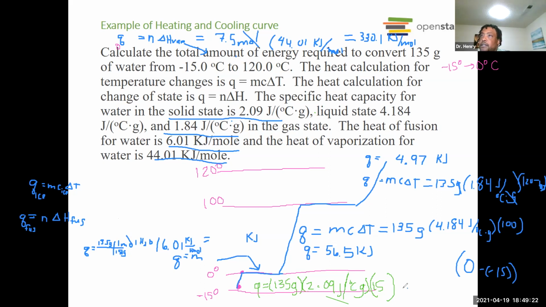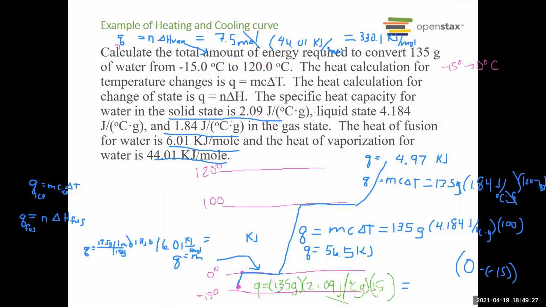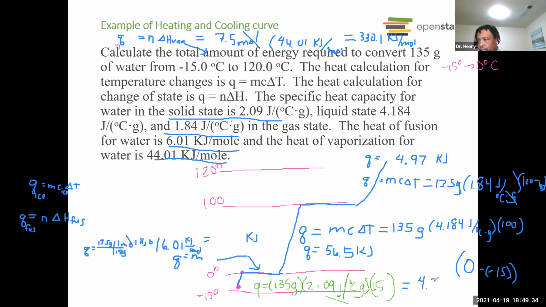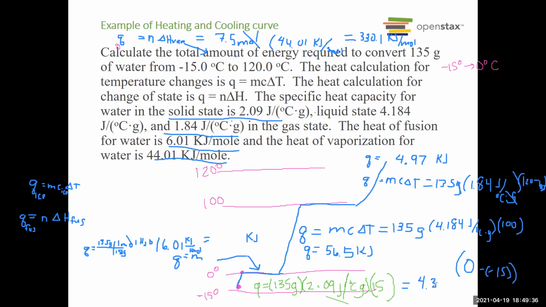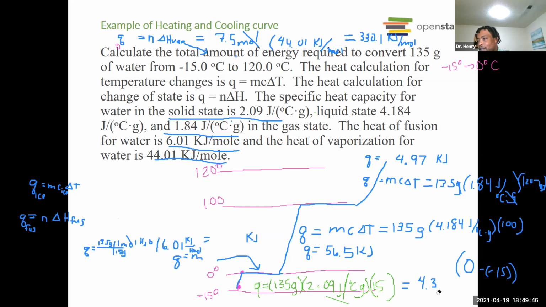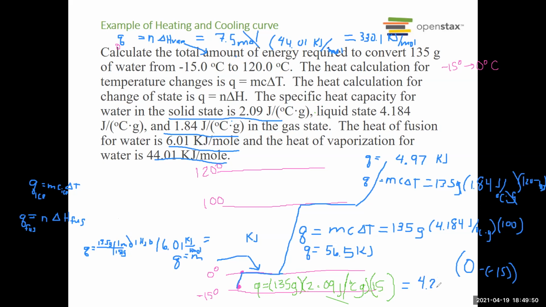Taylor, what did you get for this last one? Or did you do it? I got 4232.25. So then it'll be 4.2, right? 4.2 kilojoules. Yep. kJ.